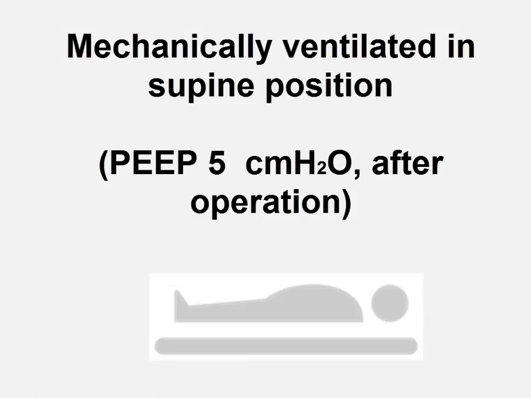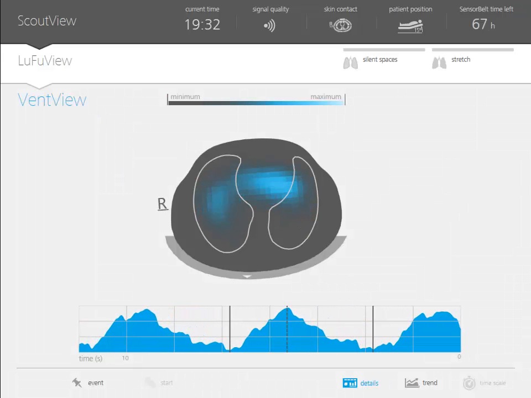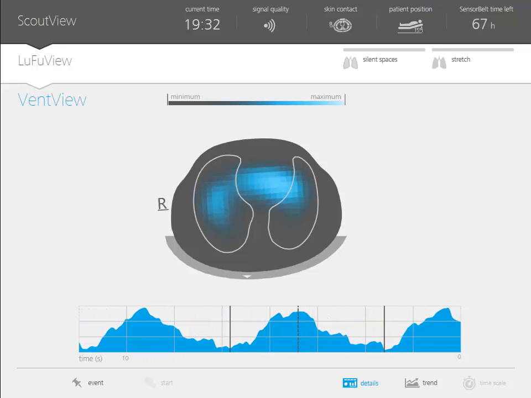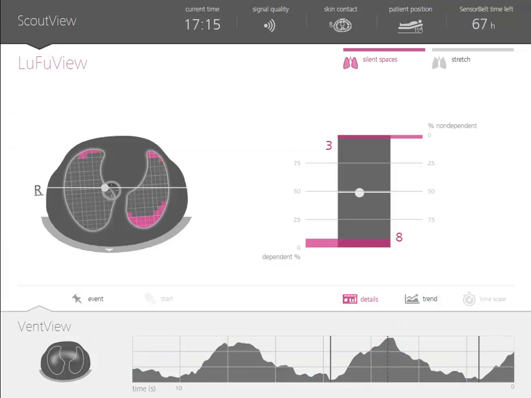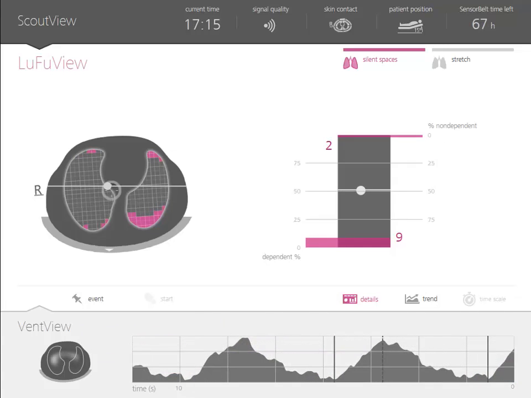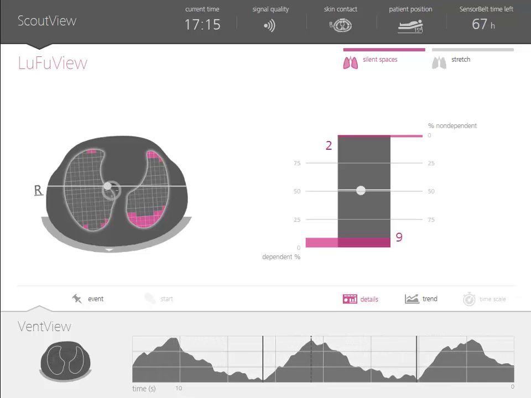After release of the capnoperitoneum, the patient returned to the supine position and was once again ventilated with a PEEP of 5 centimeters of water. Note that ventilation returned to the dorsal lung areas, with dependent silent spaces returning to lower values than after induction.